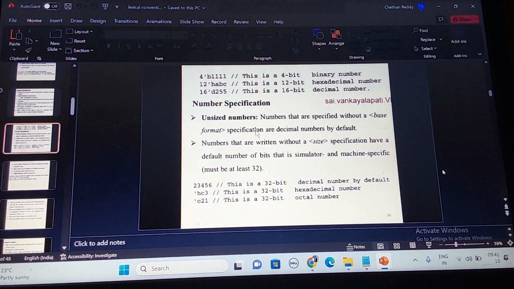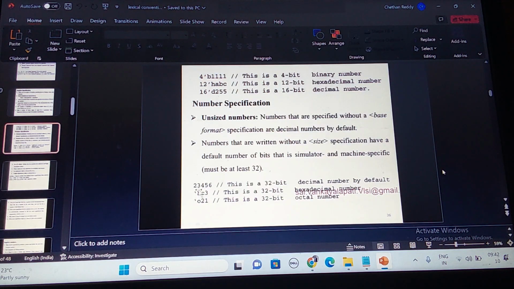What do you mean by unsized? There is no size representation. Numbers that are specified without a size and without a base format. If you are not writing the base, the number by default is a decimal number. Usually when you write a decimal number in any application, you write it without a base. So without a base, the number is by default a decimal number. The numbers that are specified without a base format specification are decimal numbers by default. Unsized means there is no size we are going to represent.